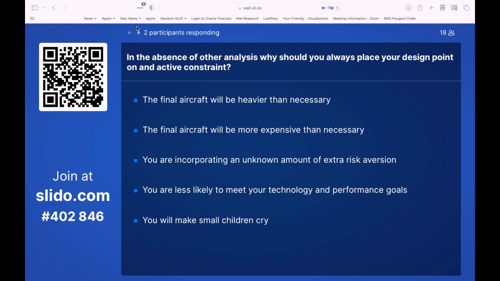And yours is as valid as mine. But if you want to, when you do the practice exam, get the right answer on the multiple choice, you want to use that design point. That's why it's there. It may not actually be a valid design. I just chose it for that point. Okay. So, on this one, will the final aircraft be... Why do you want to always put it on an active constraint?